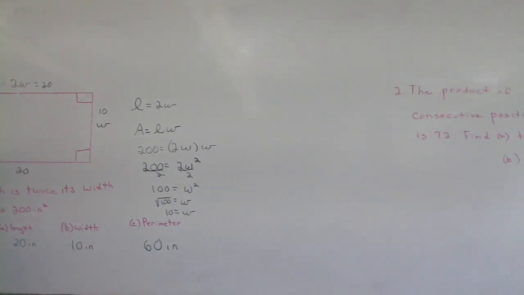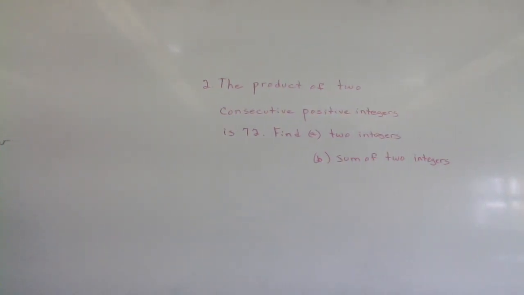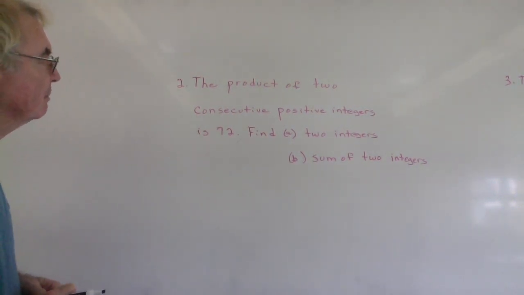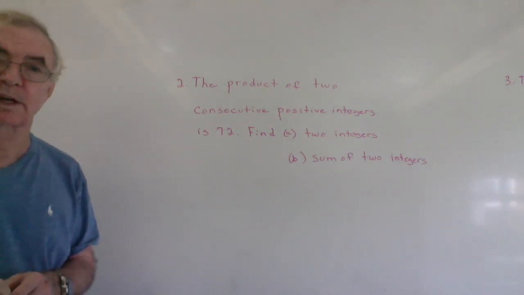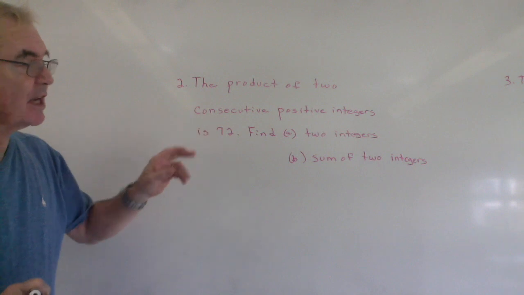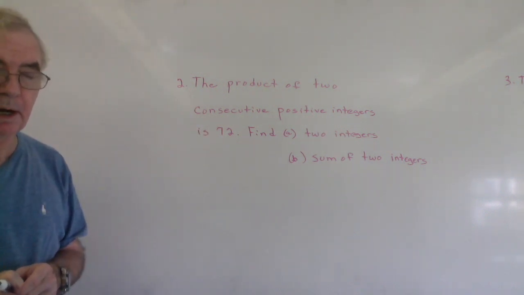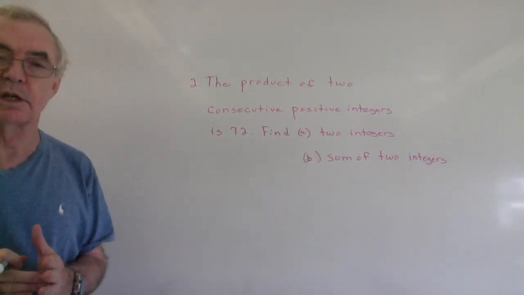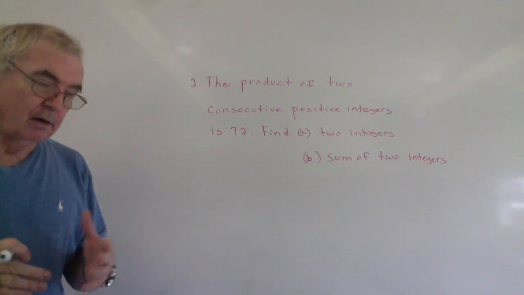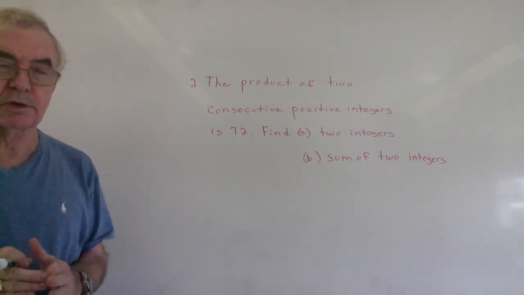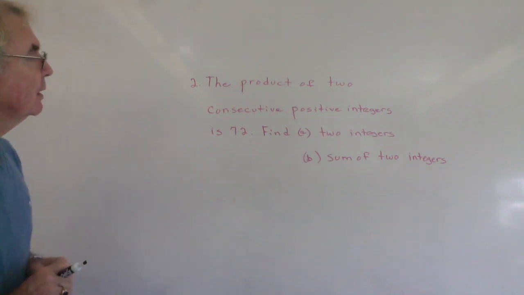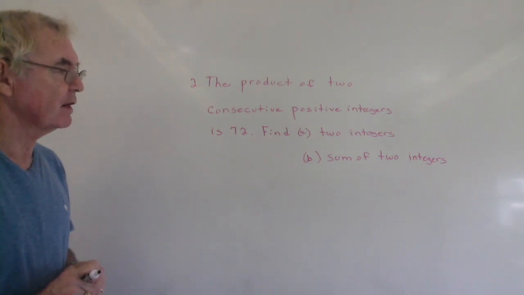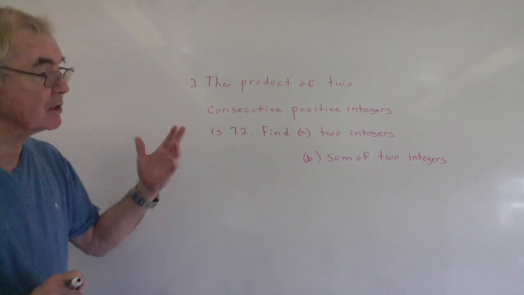The second example is one that's a verbal expression. The product means multiplication. The product of two consecutive positive integers. For example, if 5's one positive integer, the next one right after it is 6. If 10's one, the one right after it's 11. So they've got to be right after each other. The product of two consecutive positive integers is 72. Find the two integers, and then find the sum of the two integers.